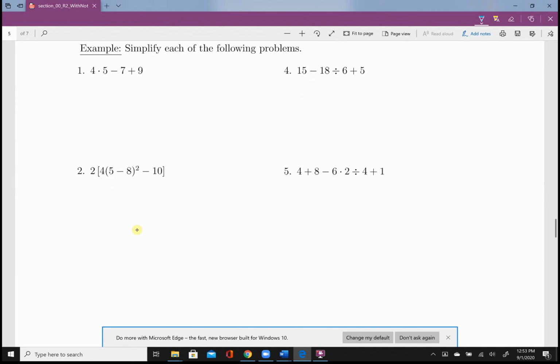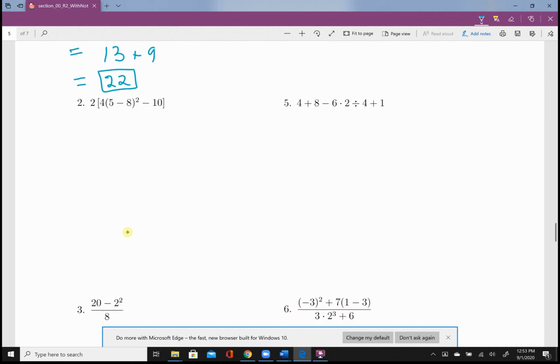Simplify. Okay, so more examples here. For number 1 in this set, we're going to multiply first to get 20 minus 7 plus 9. So let's do this correct ordering in action. The next thing we're going to do is subtract. 20 minus 7 gives 13, plus 9 is, if I'm not mistaken, 22. Final answer.